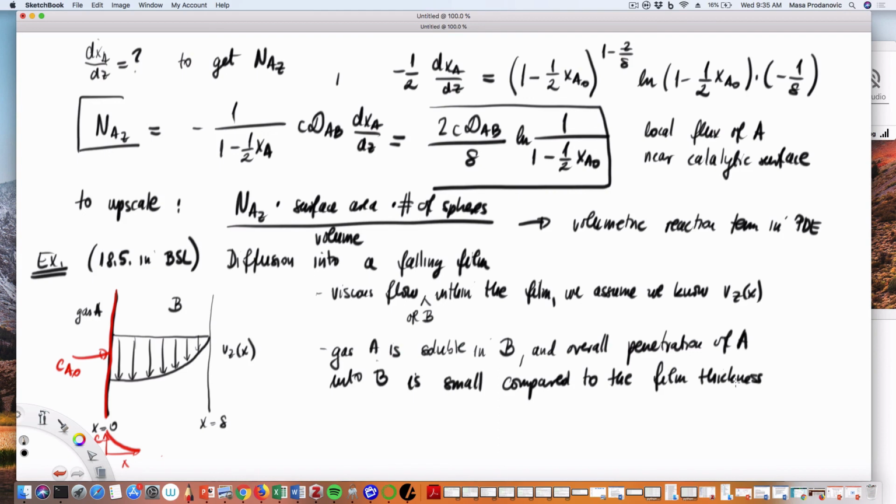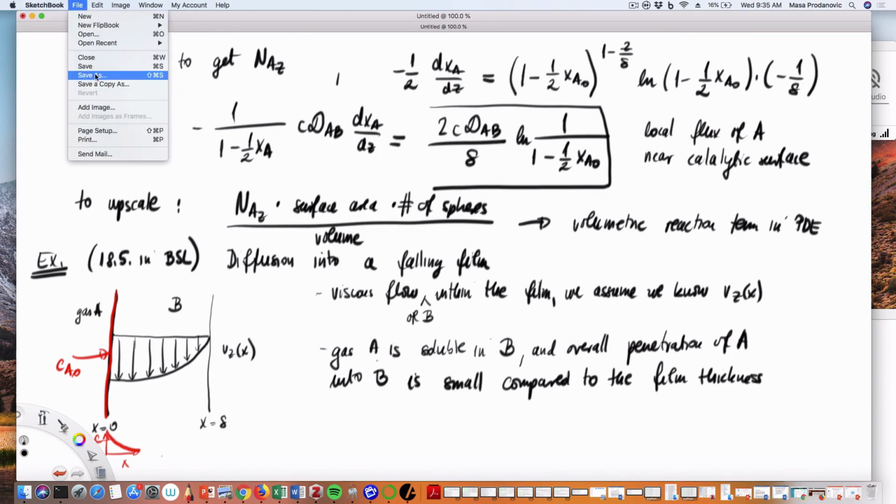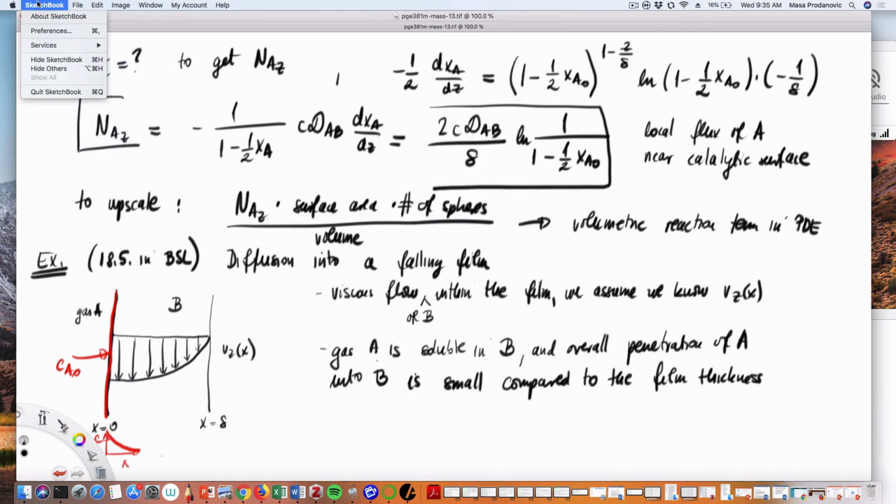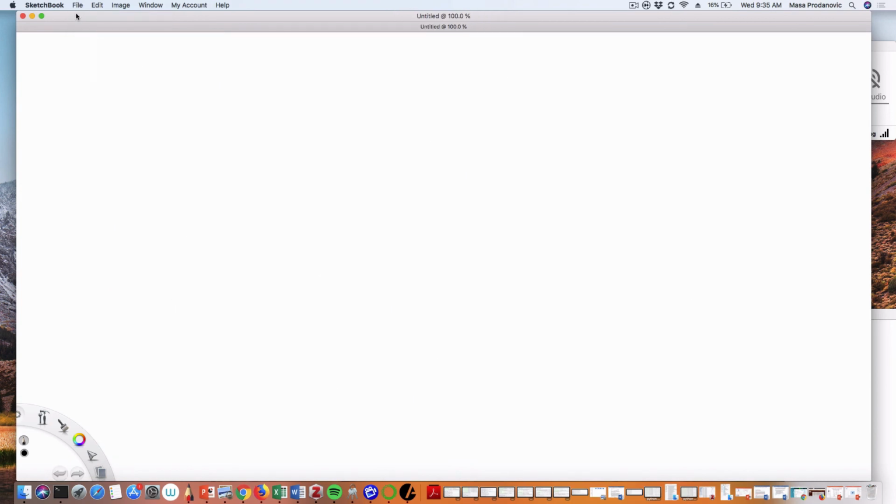Okay, so what do we have here? Let me take another page. So I have space. When I do the shell balance, I have this shell that has both the x and the z direction. So I have my little shell, and this is my z, z plus delta z, and this is my x and x plus delta x. And I have dominant convective flow in the z direction and somewhat less dominant flux in the x direction.